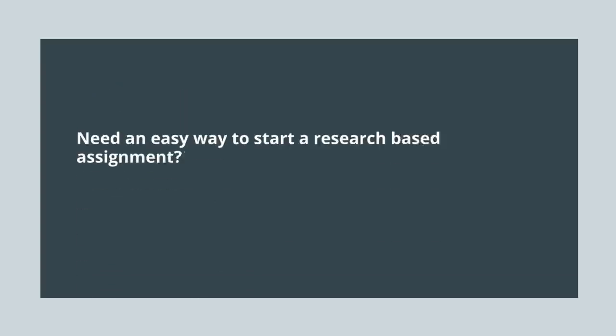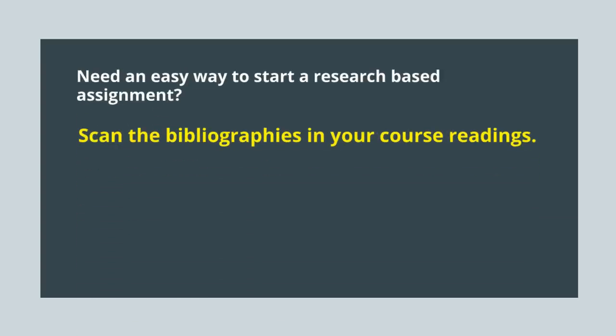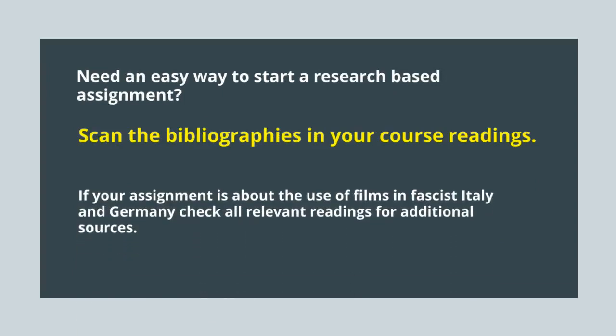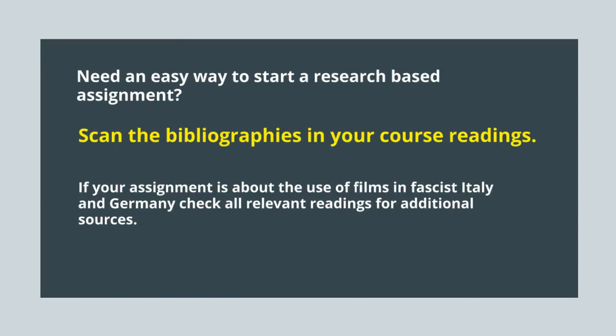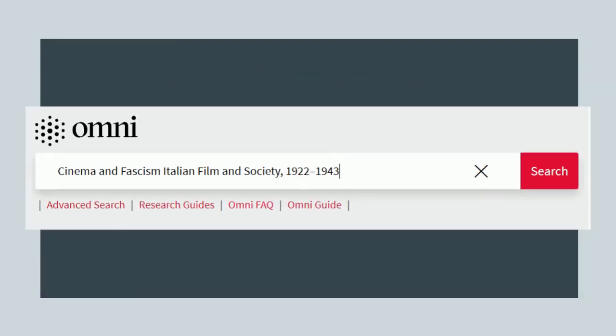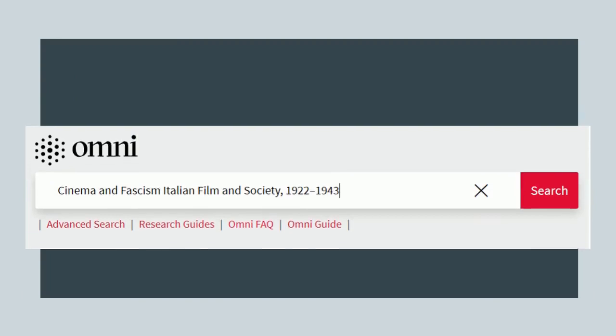Need an easy way to start a research assignment? Scan the bibliographies in your readings. If your assignment is about the use of films in fascist Italy and Germany, check all relevant readings for additional sources. For example, Cinema and Fascism, Italian film.